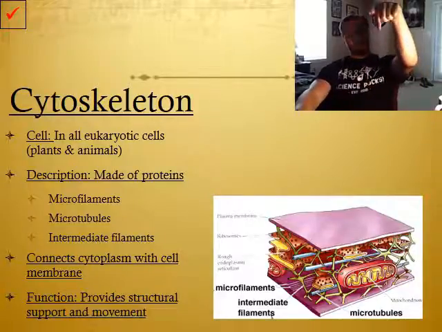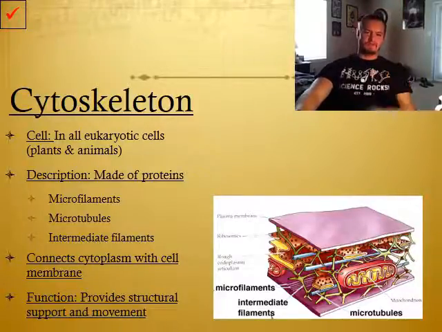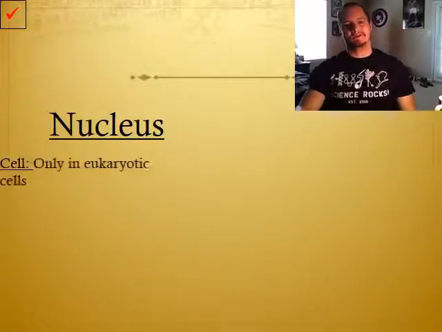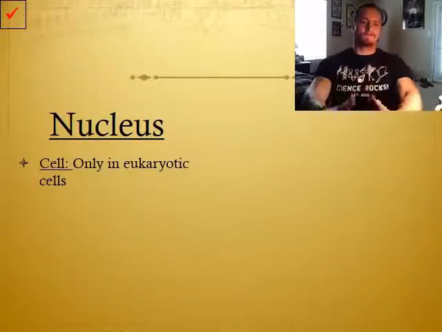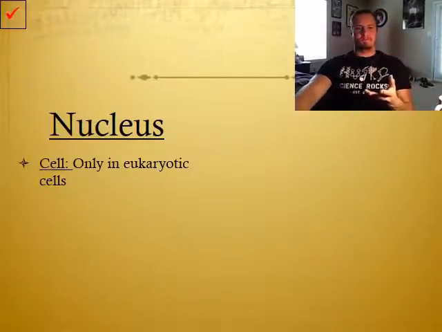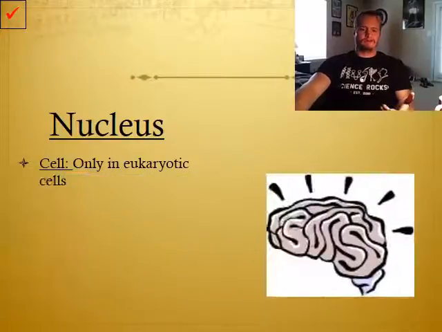And if you go ahead and look down there, we have another example of what this looks like. The nucleus, yes. The nucleus is found only in eukaryotic cells. That's kind of a giveaway because that's the main component of a eukaryotic cell.